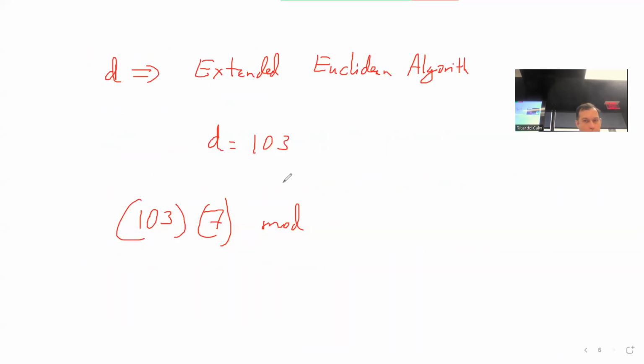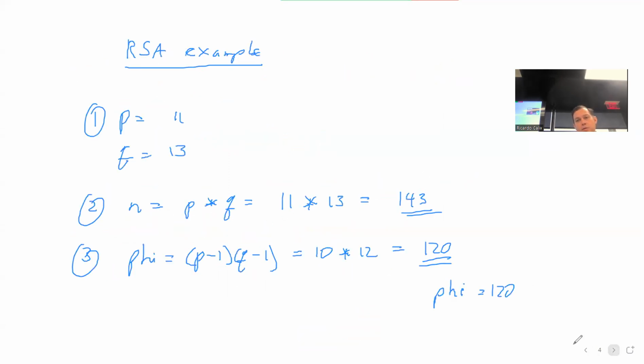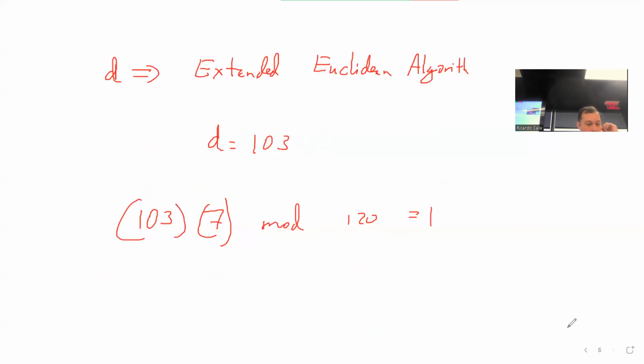So that would be 120 equal 1. Does that make sense? Because we said phi was 120. Okay, so then we already did this one. I'll just do it again.